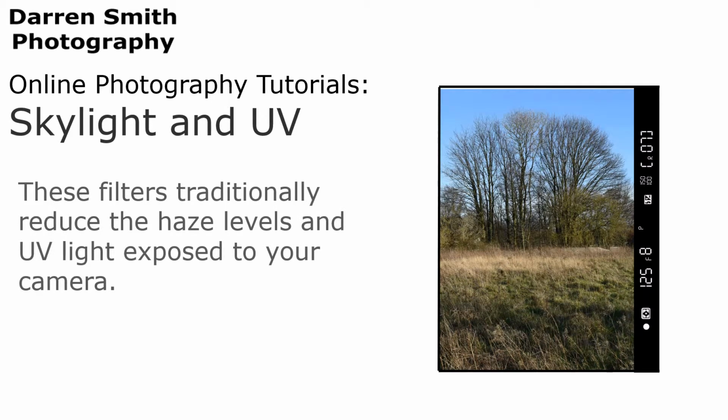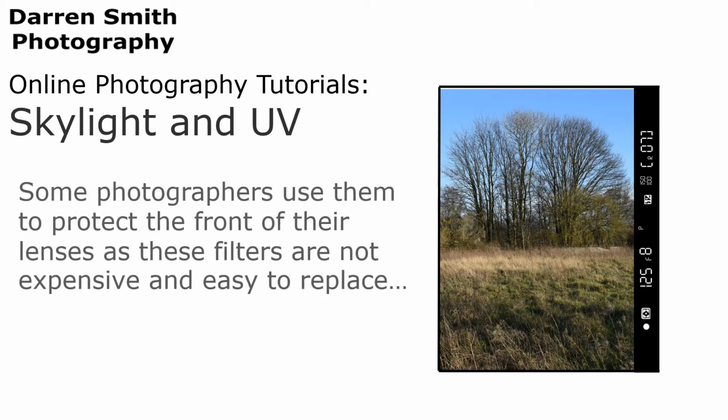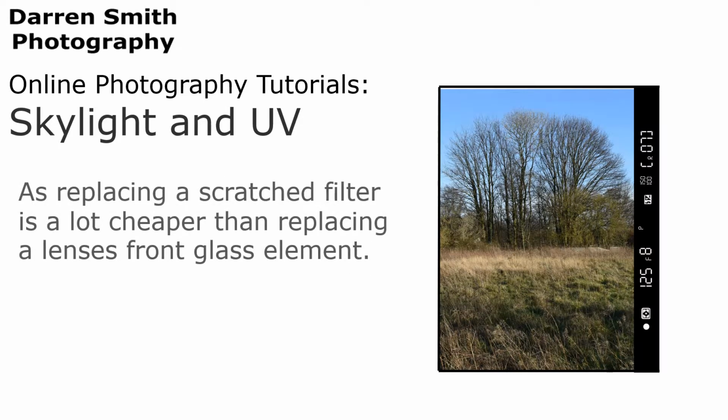Traditionally, Skylight and UV filters reduce the haze levels and UV light exposed to your camera. With modern digital sensors, however, there is no practical need for such filters. Some photographers use them to protect the front of their lenses, as these filters are not expensive and easy to replace. We all know that replacing a scratched filter is a lot cheaper than replacing the lens front glass element.